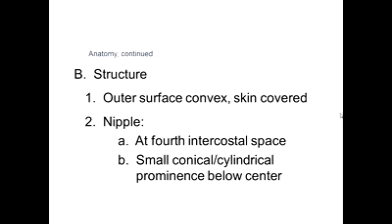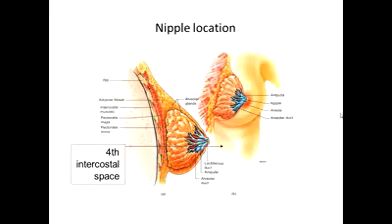Structure of the breast: the outer surface is convex, skin covered. There is a nipple at the fourth intercostal space, a small conical or cylindrical prominence below the center. So this is the way the nipple is located, at the fourth intercostal space. And as I mentioned, the ducts from the alveolar region converge over the ampulla, and then the lactiferous duct merges, and all the lactiferous ducts open into the nipple.